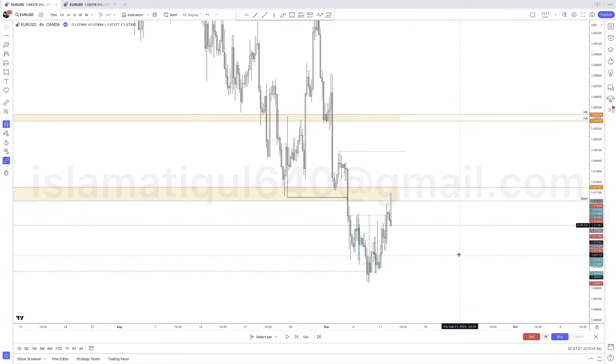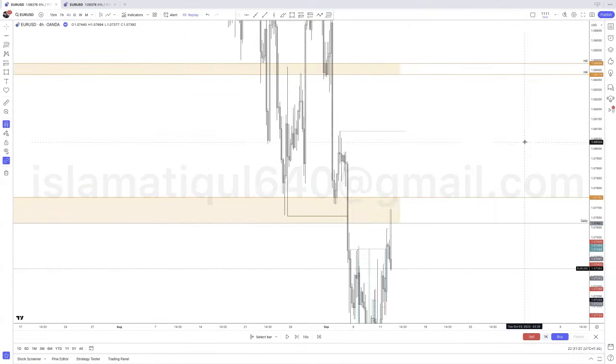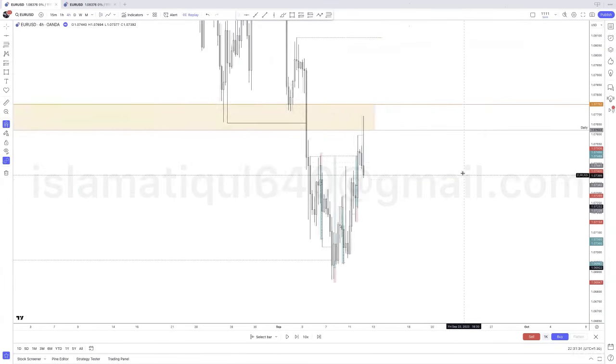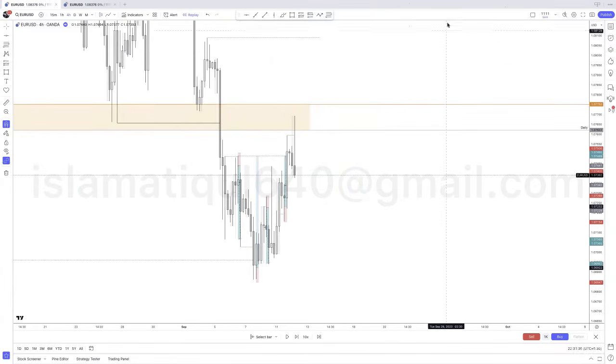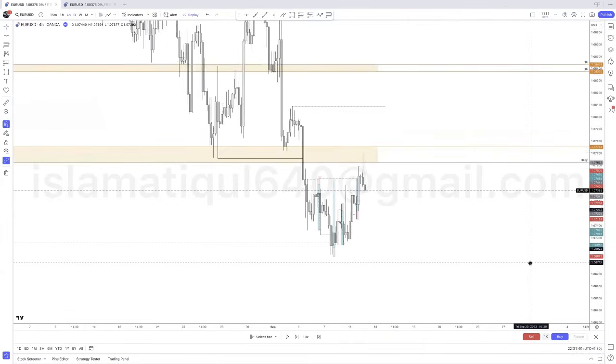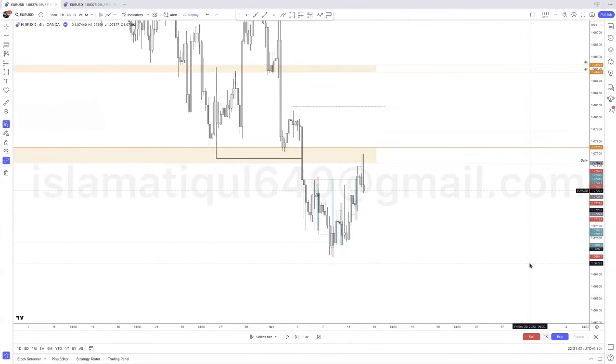Asia has done the job. Can you see that? Asia itself took out liquidity from the previous day's high, and it's a storyline. Storyline is bullish, but what about the market structure? And if the storyline is bullish, what do we know? We know that the previous day's high is getting taken out. So that happened.